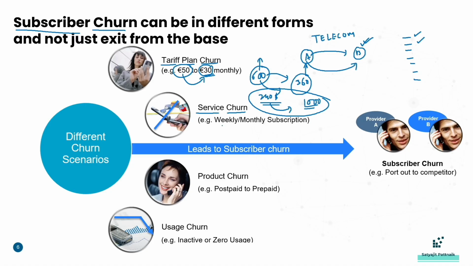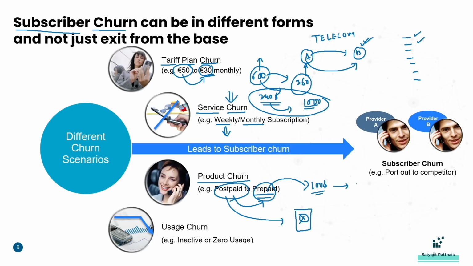Similarly, service churn. Maybe you are using a weekly subscription or a monthly subscription and you want to leave that. For example, you are using a caller tune or maybe some VAS services, or it could be any services, and you are leaving that. That is also a churn scenario. Product churn. Today you are on postpaid. Tomorrow you are moving to prepaid. Why is it called churn? Because in postpaid, there is a guaranteed income of some X amount to the company. When that user moves into prepaid, there is no guarantee. The first month, the user could do a $100 recharge, and next 2 months, no recharge. That is also a churn scenario.